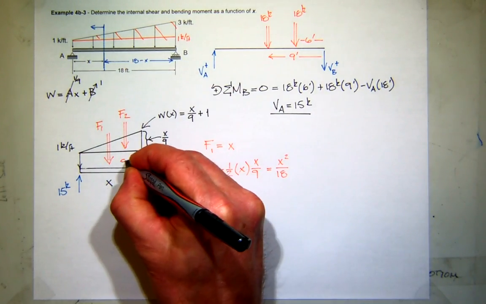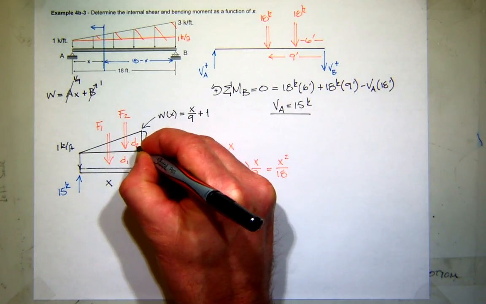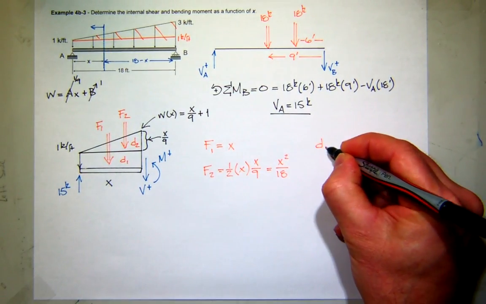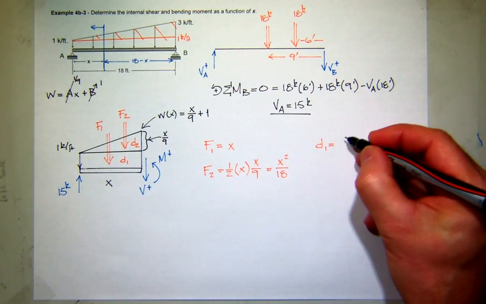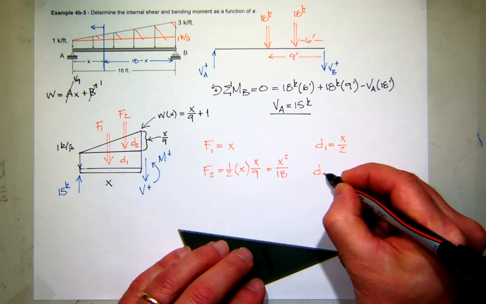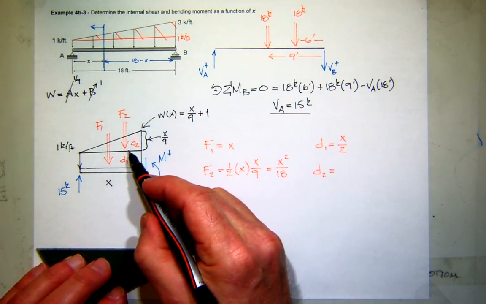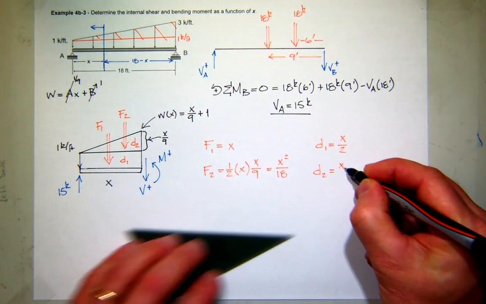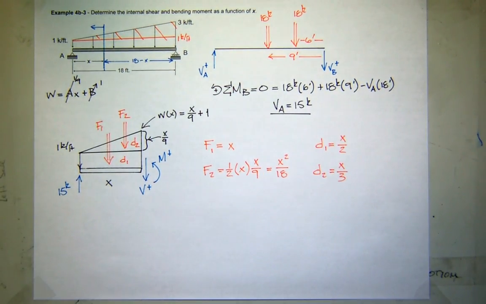And this is the distance d1 from the cut to the force. This is the distance d2. What's d1 equal to? Should be half the distance, which is x over 2. And what's d2 equal to? Should be 1/3 the distance, right? Which is x over 3. Easy, right?